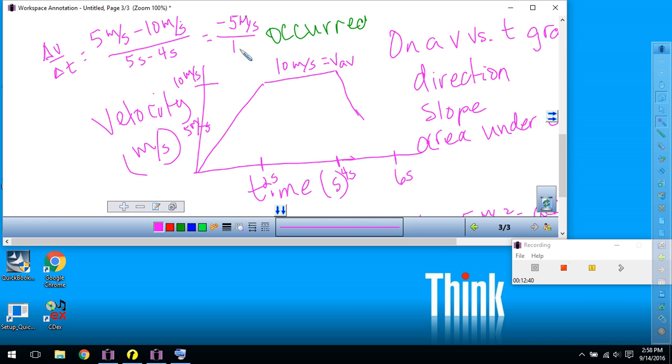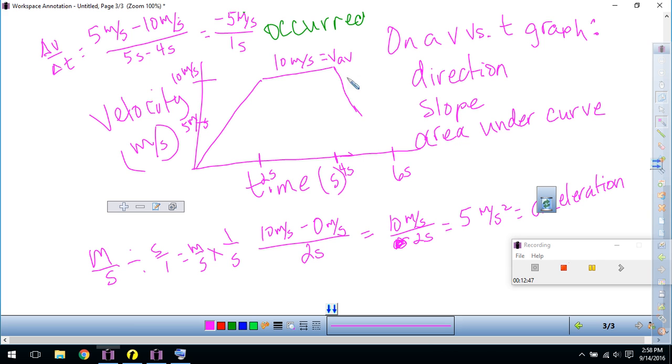And that lasted for 1 second. So the acceleration for that interval is going to be a negative 5 meters per second squared. And all that means is his speed decreased by 5 meters per second for every second that he traveled.